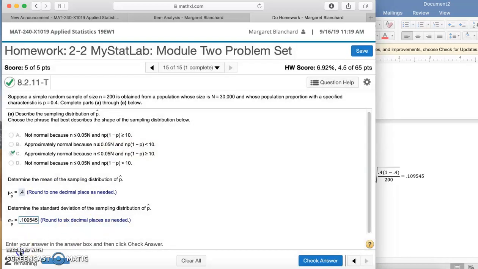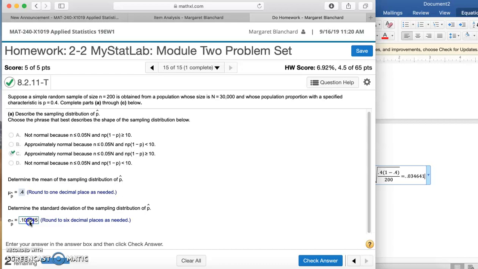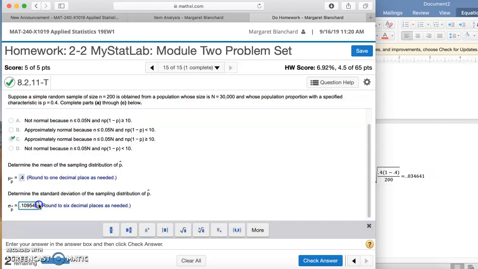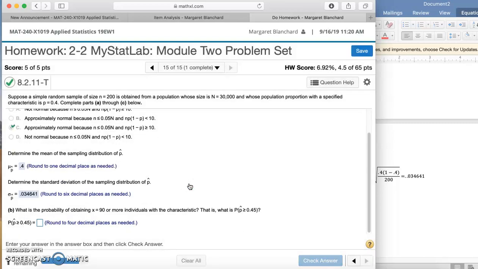Oops. Sorry about that. I just double checked and I realized that I divided by 20 instead of 200. So the answer should be 0.0346, or excuse me, 0.034641. Sorry about that confusion. Let's try that again. Everybody makes little mistakes, right? 0.034641. Check answer. Excellent, that's better. So it is, again, very good to double check all of your calculations.